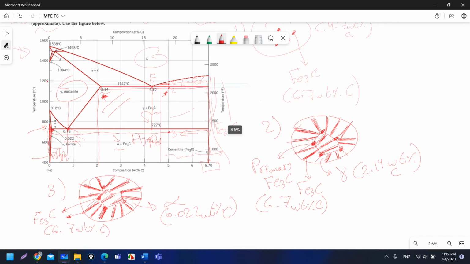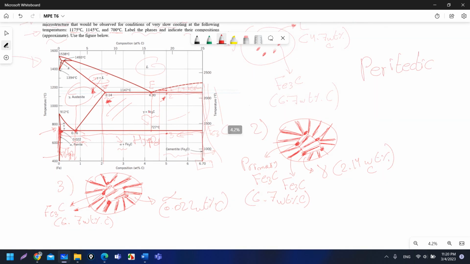Also, if you are asked about the peritectic reaction, the peritectic reaction is that you have a solid and liquid, like this one. You have austenite, which is solid, and liquid. Then they are converted to austenite, which is only one solid phase, or the opposite, and we call it the peritectic reaction. Okay. So that is it for the development of the microstructure in iron carbon alloys.